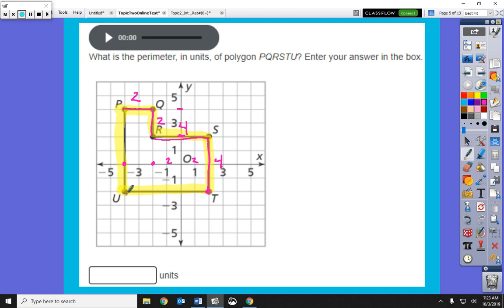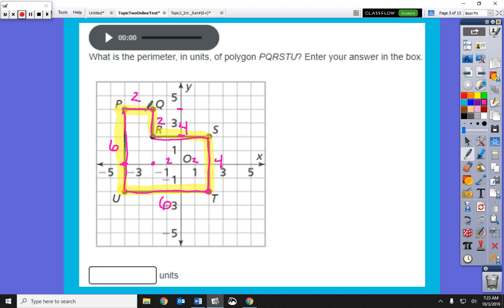Here I'm going from T to U. Here I'm at 2. Here I'm at -4. From 2 to 0 gives me 2 units. From 0 to -4 gives me 4 units. 4 plus 2 gives me an answer of 6. Now I'm going vertical again, U to P. U is at -2, so from -2 to 0, I've gone 2. From 0 to 4, I've gone 4. 4 plus 2 gives me another 6.